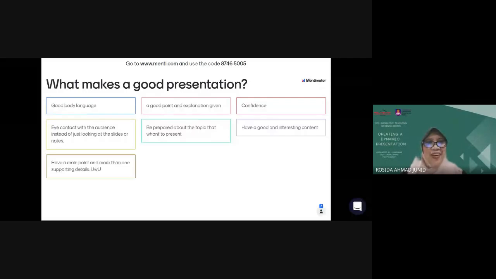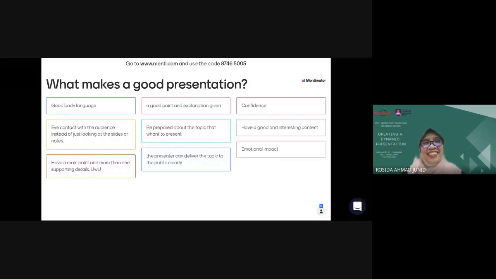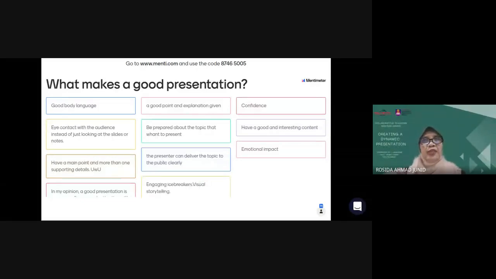Good body language, a good point and explanation given. Yeah, great, correct. Confidence, yes. Eye contact with the audience instead of just looking at the slides or notes. Exactly, correct. You're not supposed to read your slides. Remember, the slide is meant to be for the audience, not for you. You're supposed to be well versed in your slides. You're supposed to know what's coming up next, and have eye contact with your audience. The slides should be at your fingertips by then.